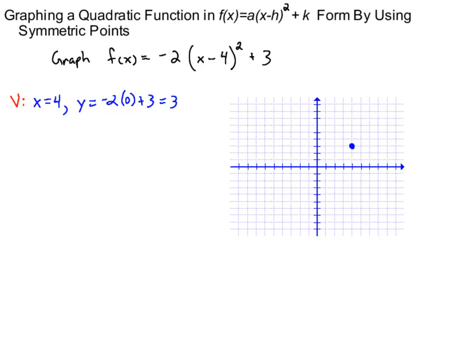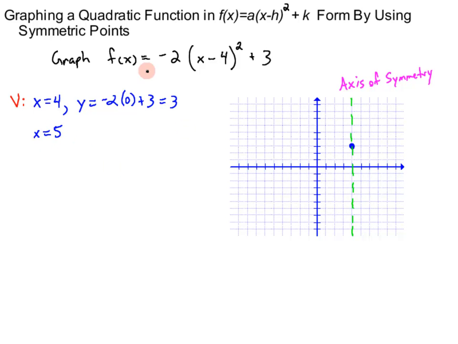Okay, so that's our vertex. I'll label it with a V. Now we need to find two symmetric points. So what I'm going to do here is just draw a green dashed line that's vertical. This is what we call the axis of symmetry. So let me label that, because all of your points will be symmetric about this green line now. So what I want to do is choose a point to the right and to the left of this x value of 4. So let's choose an x value of 5.